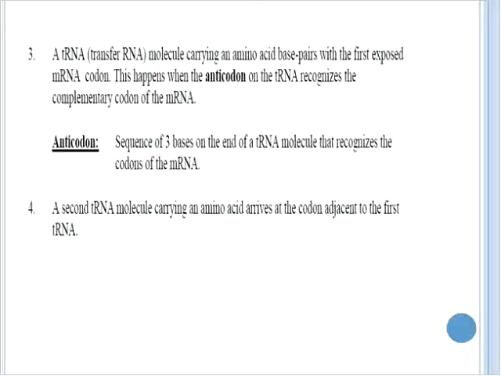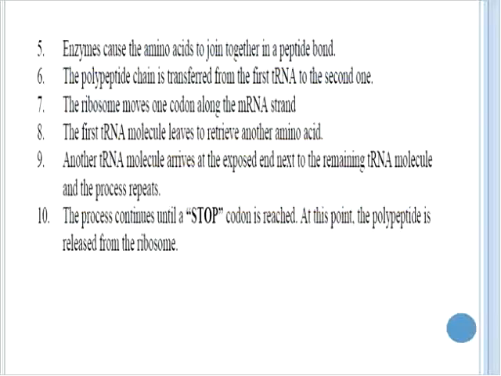A transfer RNA molecule then, carrying an amino acid, base pairs with the first exposed messenger RNA codon. This happens when the anticodon on the transfer RNA recognizes its complement on the messenger RNA. And by definition, an anticodon is a sequence of 3 bases on the end of a transfer RNA molecule that recognize the codons of messenger RNA. A second transfer RNA molecule carrying an amino acid then arrives at the codon adjacent to the first one. Enzymes cause the amino acids to join together in a peptide bond.